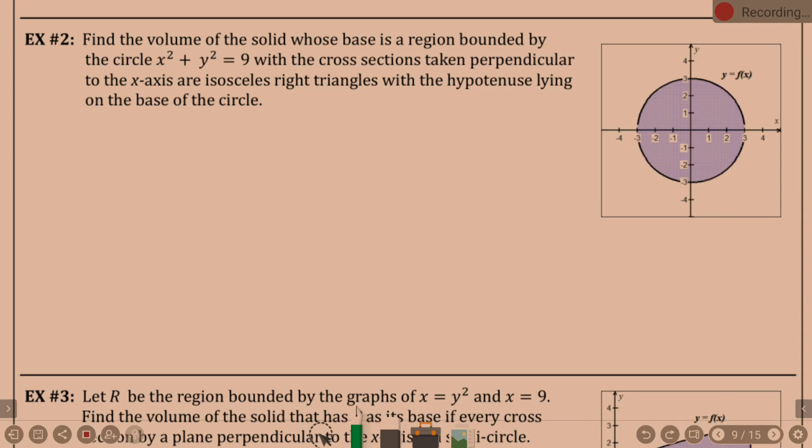Well, so this is our base right here. We're using the whole circle. Right. Okay, so this is our base, that x squared plus y squared equals 9, which eventually we'll have to solve. Cross sections taken perpendicular to the x-axis, which means here's perpendicular to the x-axis, right? So that's like one of my bases. And that cross section is isosceles right triangles.